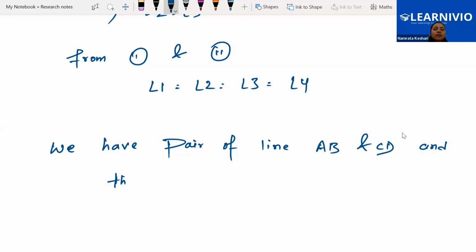There is a pair of lines. Whether the pair of lines are parallel or not, we don't know. Still we are not sure, but we can say that we have two lines, we have a transversal, we have alternate interior angles, but whether they are the same or not will give the conclusion whether the two lines are parallel or not. So that's what I'm writing over here, that we have a pair of lines AB and CD, and there is a transversal also.